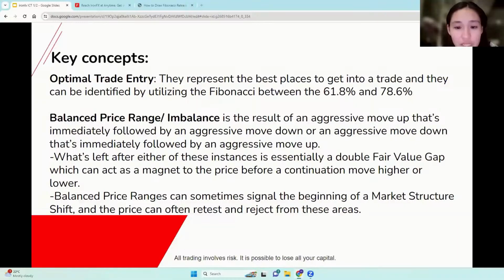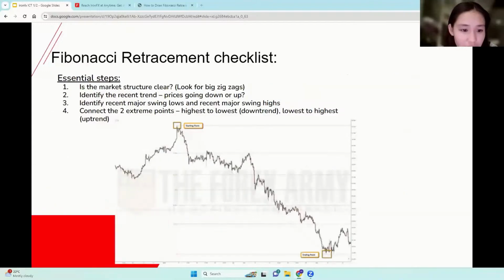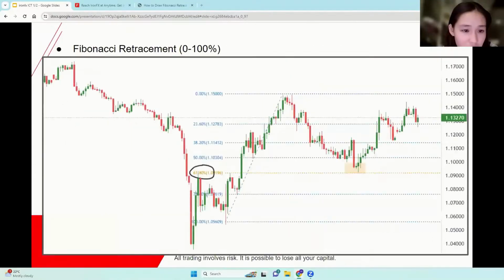For an uptrend, do we start the Fib 0 at the bottom or the top? Okay, I'll show you in a bit. Something like over here, we would draw it, your starting point here, and then your ending point would be here. So your 0% would be at the top.